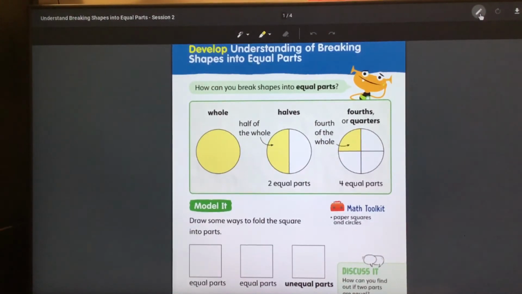This is lesson 35, session 2. We will be developing our understanding of breaking shapes into equal parts. How can you break shapes into equal parts?